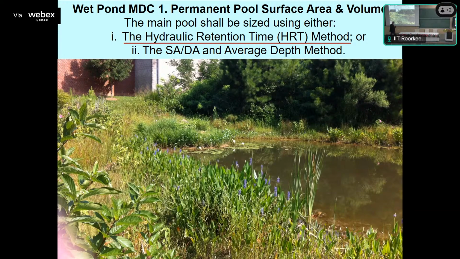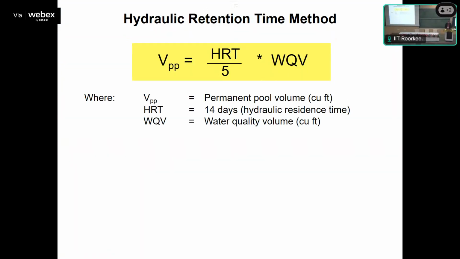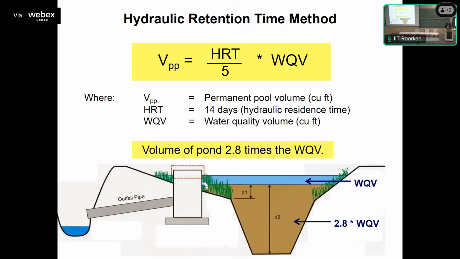So a hydraulic retention time is particularly important if you're trying to remove pollutants through things like sedimentation or trying to remove it through denitrification. All right. So the hydraulic retention time basically is you pick your hydraulic residence time. That's 14 days. You look at your water quality volume. This is North Carolina standard, so in cubic foot, but you do the same thing in cubic meters. And you base that on your 35 millimeter rainfall that we calculated. And that will help you figure out how big your pond needs to be.